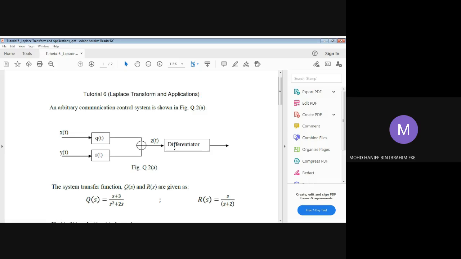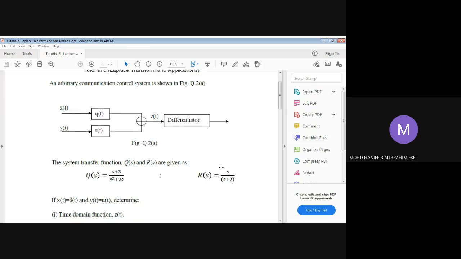Okay, and it is then added to produce a z(t). z(t) will then pass through the differentiator, and then we are getting the output of the system. Based on that, we are also given the system's equation, where Q(s) equals (s + 3) divided by (s squared + 2s), and R(s) is given to be equal to s over (s + 2). That should be the R(s).